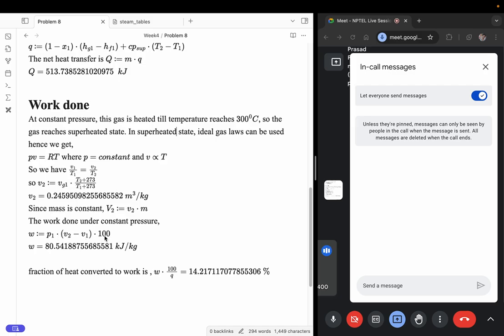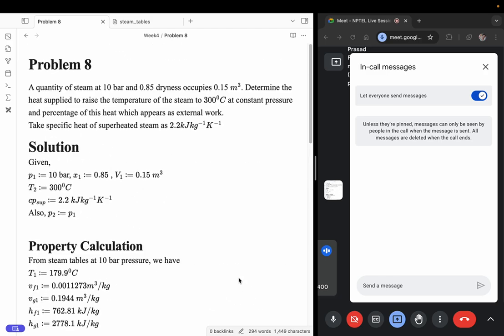This 100 is just to account for the unit, converting from joule per kg to kilojoule per kg, since pressure P is considered in bar. Then the fraction of heat converted to work, we just divide W by Q times 100, which gives around 14%. So out of the total heat, only 14% is actually converted into external work in a constant pressure process. If it were a constant volume process, it would have been 0.